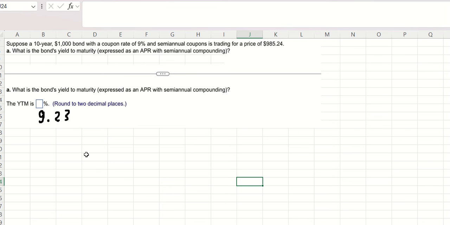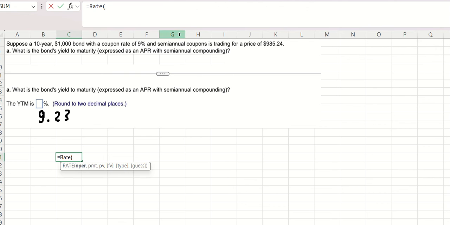So today I will show you how to find YTM in Excel. The first function is about the rate, and that is about how many times. We can see that this is semi-annual, so that means we have 10 years multiplied by 2, and that is 20.